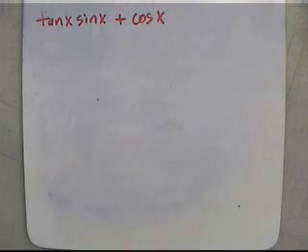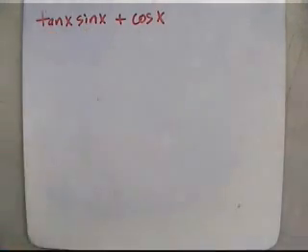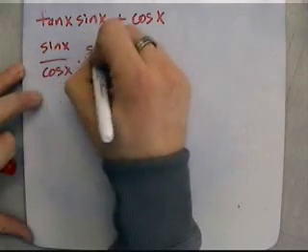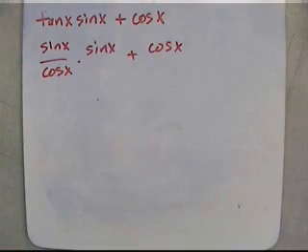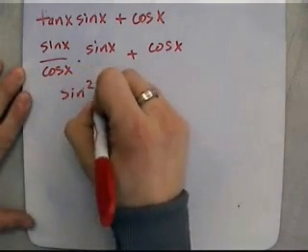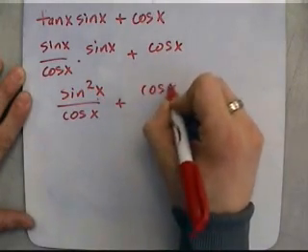Okay, so on this one, let's go ahead and change things into sine and cosine. Well, that's nice. I've already got 2 things that are already there. Just change the tangent now. Tangent would be sine of x over cosine of x, multiplied by the sine of x, and then plus the cosine of x. Okay, so now everything's in terms of sine and cosine. Might make it a little easier to see what to do. All right, so we'll go ahead and multiply those together. And if I multiply sine over cosine times sine, that gives me sine squared of x. So sine squared of x over cosine of x plus cosine of x.